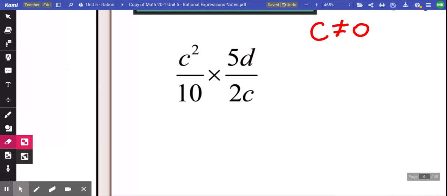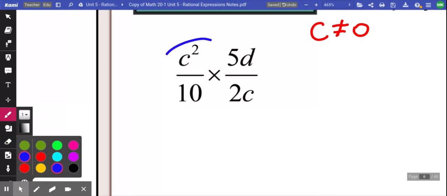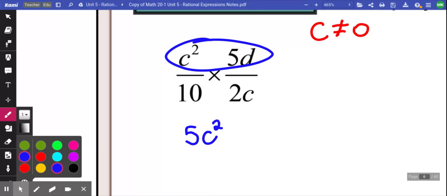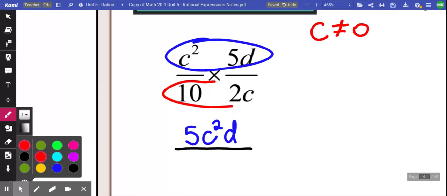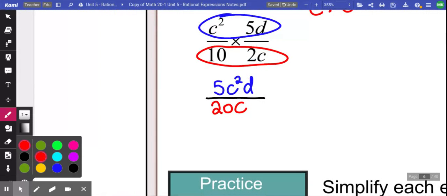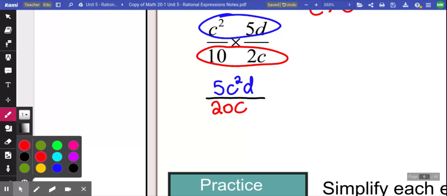Once you've done those things, now you can get into simplifying this. To simplify fractions, here's my step. The first step I want to do is turn it into one fraction. And once I have it into one fraction, then I can simplify that single fraction like I did yesterday. So to turn this into one fraction, I multiply across the top. C squared times 5 times d would just be 5c squared d. Divided by, I multiply across the bottom. 10 times 2 times c would be 20c.